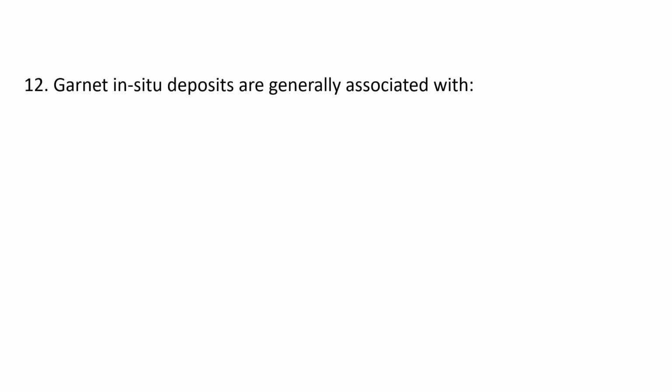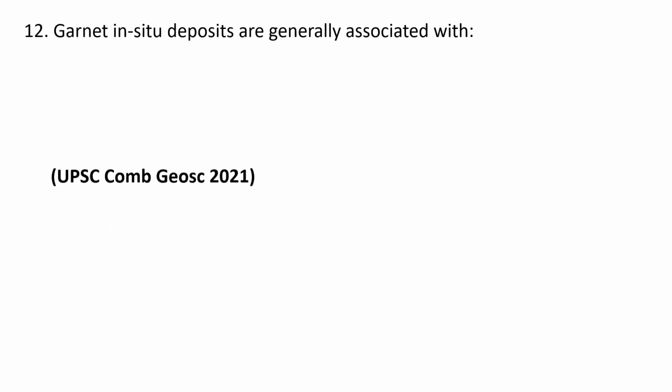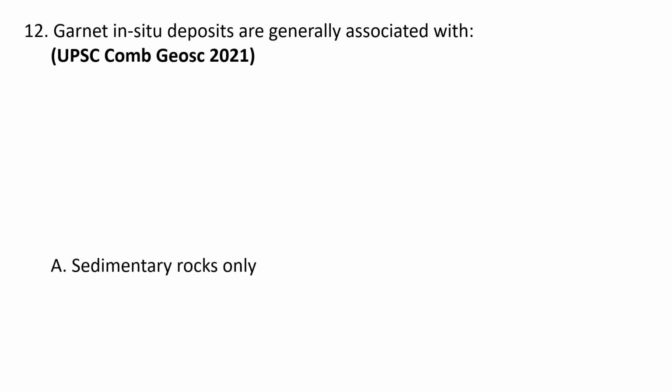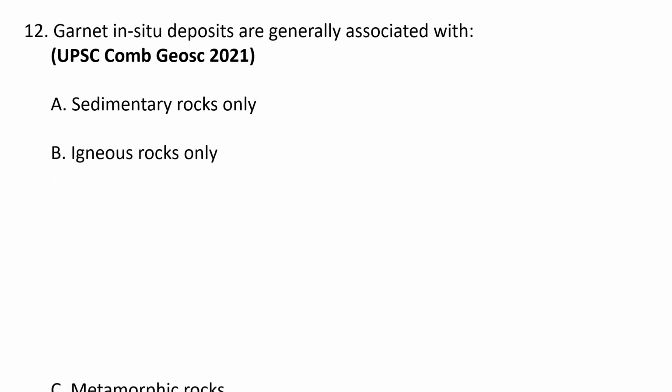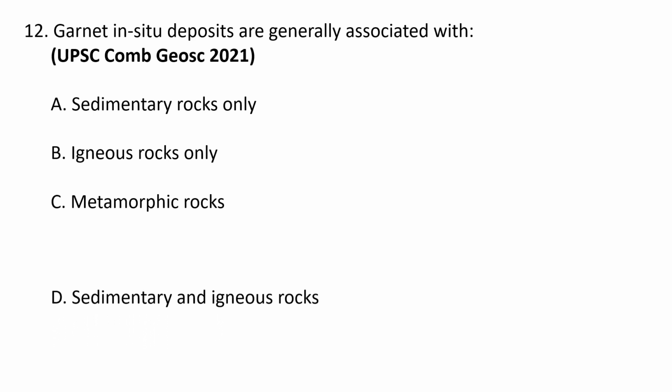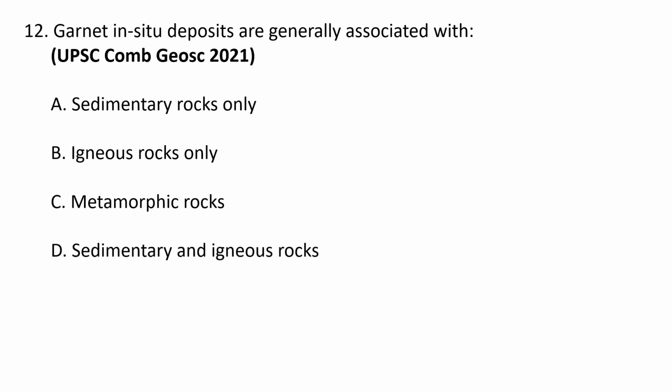Next question. Garnet in situ deposits are generally associated with A. sedimentary rocks only, B. igneous rocks only, C. metamorphic rocks, and D. sedimentary and igneous rocks. Garnet in situ deposits are generally associated with the metamorphic rocks. In most metamorphic rocks, garnets are typically associated with the mica minerals and other metamorphic minerals such as staurolite, kyanite, and sillimanite. Calcium-rich garnet varieties usually form in metamorphosed carbonate rocks where they may be found with calcite, wollastonite, or metallic ore deposits. So C, metamorphic rocks, is the correct option.